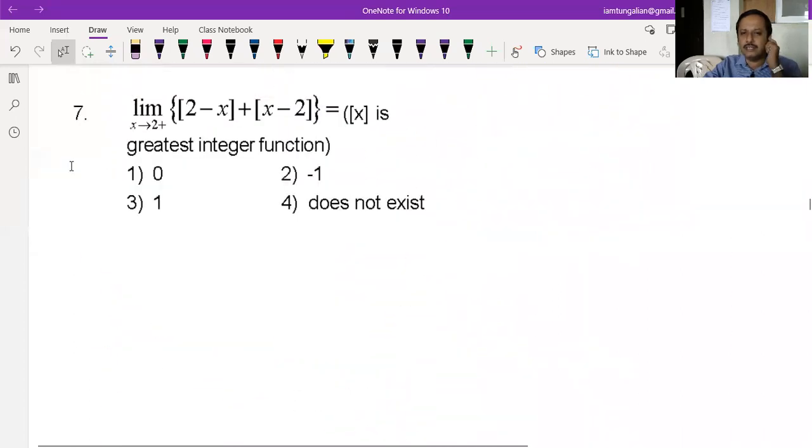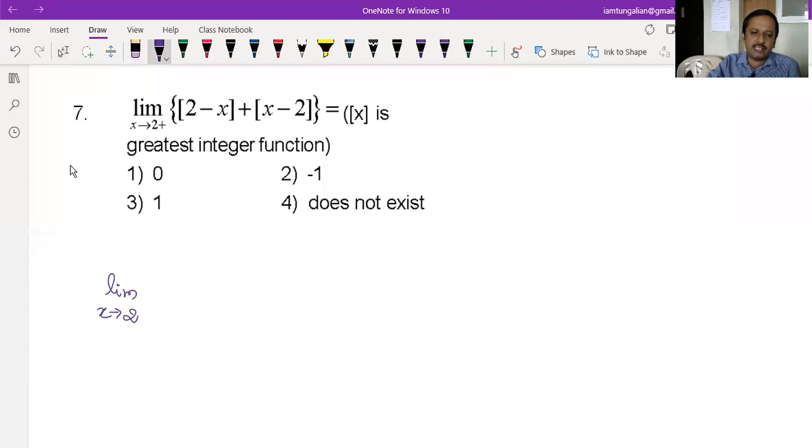Okay. Then, question number 7. Limit as x tends to 2 plus of step of 2 minus x plus step of x minus 2 is equal to. Here in bracket, they have given step x is the greatest integer function. Okay. So, that flower bracket is flower bracket only. Now we are asked to evaluate this limit. Limit as x tends to 2 plus. We are only asked to find the right hand limit.